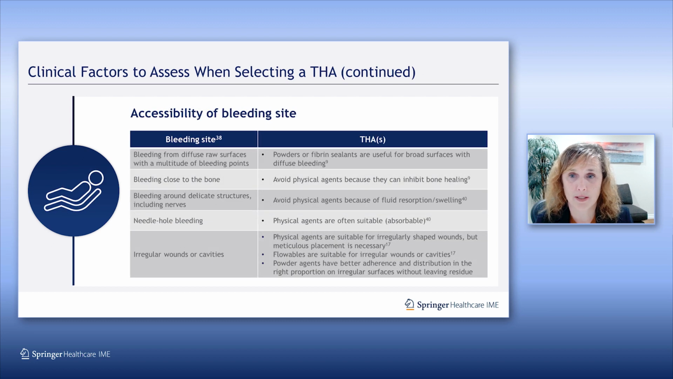It's also important to consider the accessibility of the bleeding site. So bleeding from diffuse raw surfaces with multiple points of bleeding. Again, powders are particularly useful for this, or fibrin sealants, because they can cover a broad surface area with diffuse bleeding. For bleeding close to the bone, it's important to avoid physical agents because they can inhibit bone healing. For bleeding around delicate structures such as nerves, physical agents should also be avoided because they lead to fluid resorption and swelling, which can impinge upon these important structures.